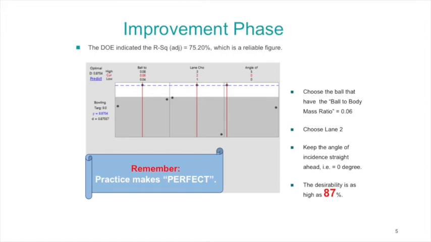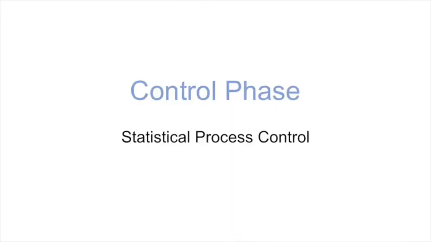You may wonder, how do the professional players get higher scores than this? One thing to keep in mind is practice makes perfect. By keeping the requirements unchanged, all of these figures would definitely increase with more training. The last part of the DMAIC approach is the control phase.